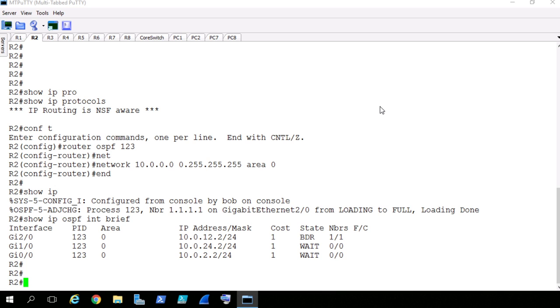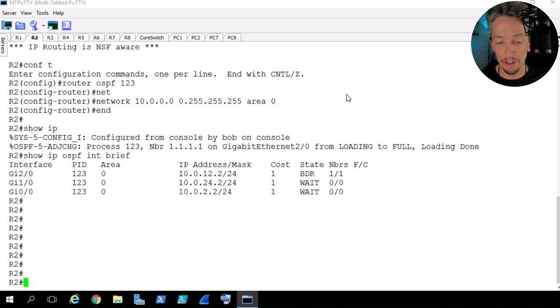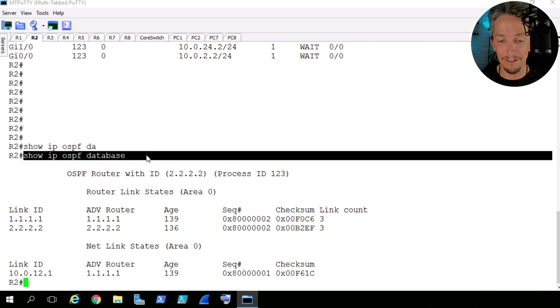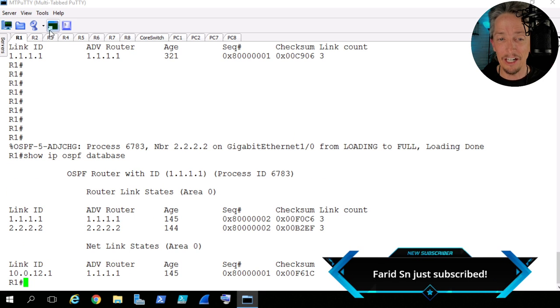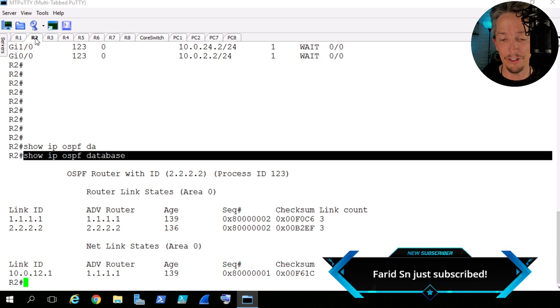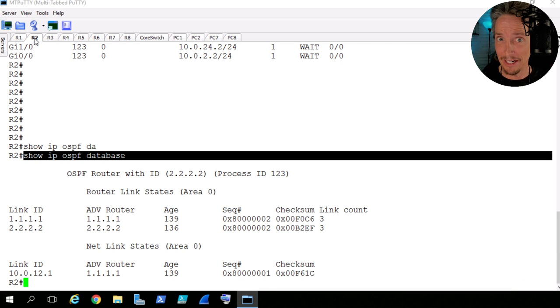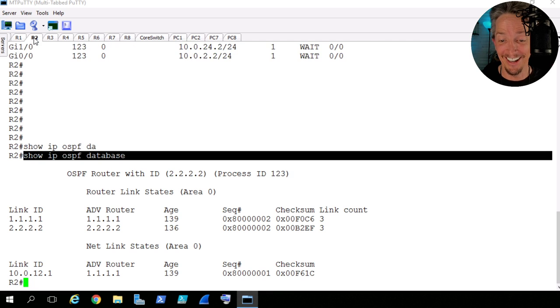We could do this from either router, because the link state databases, all the LSAs, should be identical. If we did here on R2 a show ip ospf database, and then I take that same command over to R1 and paste it in, and I'm going to switch between R1 and R2. Here's R1, here's R2, here's R1, here's R2. The age has changed because they've both known about it for a different period of time, but the LSAs are the same.